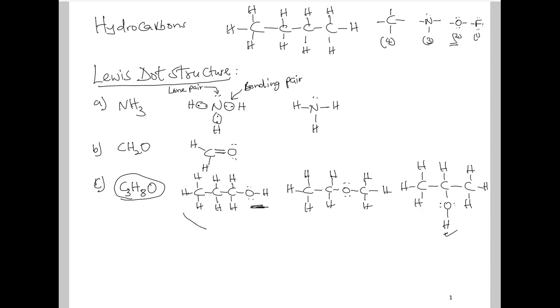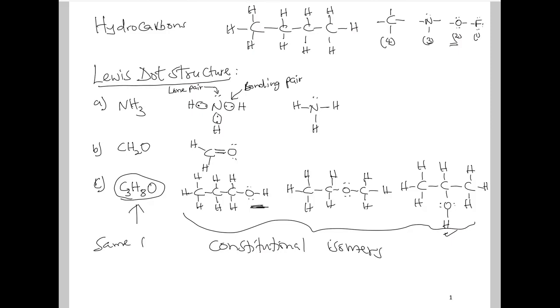When that happens, we call these compounds constitutional isomers. So constitutional isomers are compounds that have the same chemical formula but different arrangements in terms of connections. So same formula, different arrangements. We call those ones constitutional isomers.